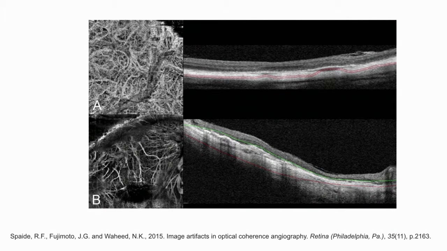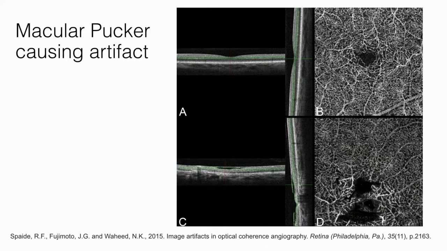Here's a patient who's a high myope, these thin eyes with thin slices. It's very difficult to distinguish between the choroidal vessels and the scleral vessels. Here's a simple macular pucker you can see in section C of the slide, and that pucker causes a projection defect on the OCTA.